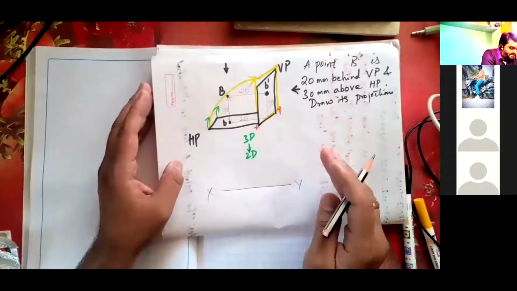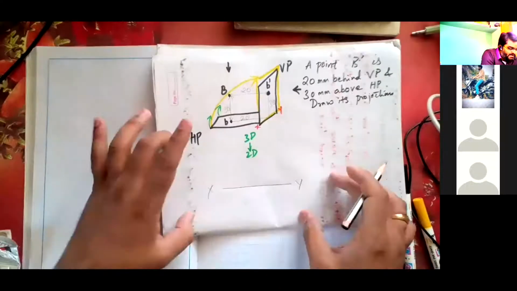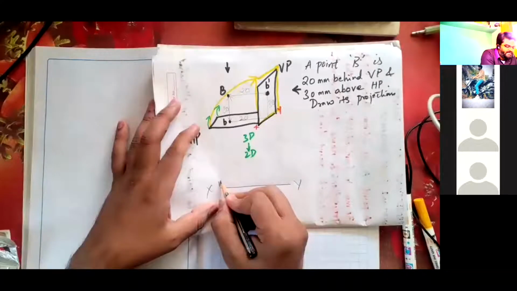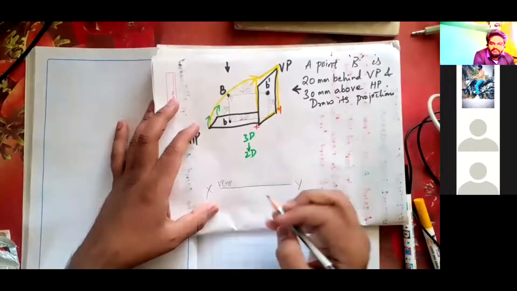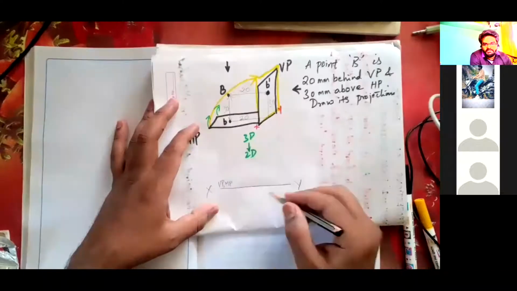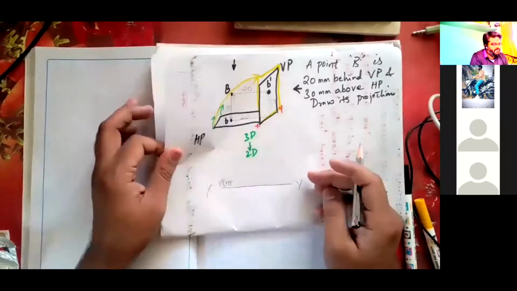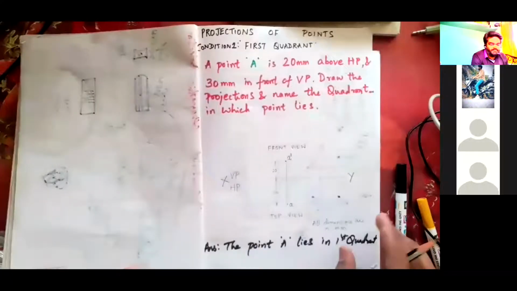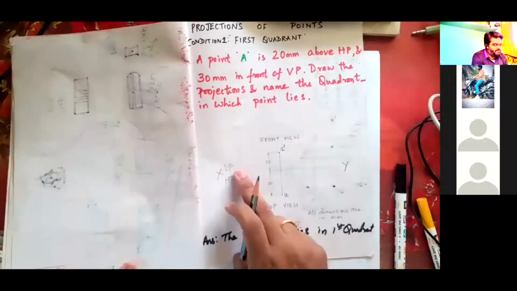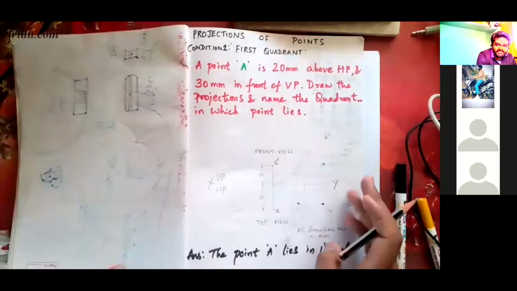So I represent vertical plane and horizontal plane both above. Somewhere in this region you have got vertical plane and horizontal plane both above XY line. But what will happen in first quadrant? In first quadrant, vertical plane will be above, horizontal plane will be below. In second quadrant, both are overlapping above XY line.